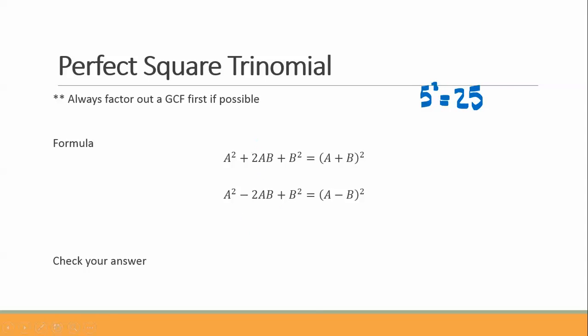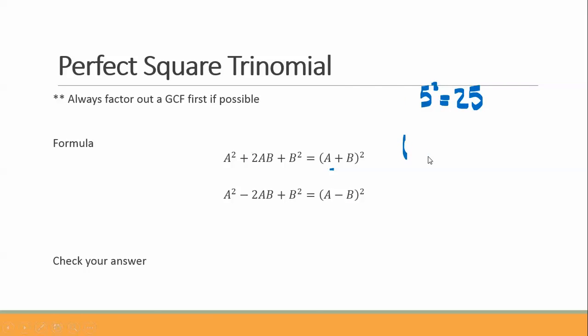The two formulas we have, or you don't need a formula, you can actually factor it if you want to, and you know how to do all the factoring from the previous sections. But if we're using the formula, it's a squared plus 2ab plus b squared is equal to a plus b squared. Or a squared minus 2ab plus b squared is equal to a minus b squared.